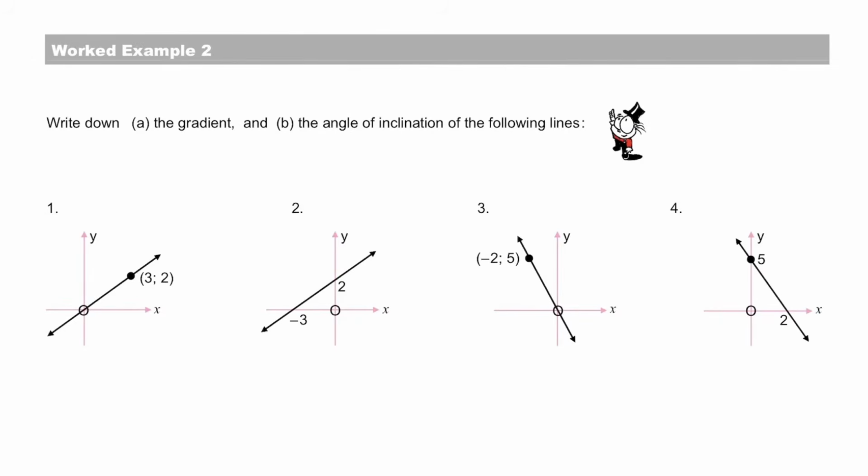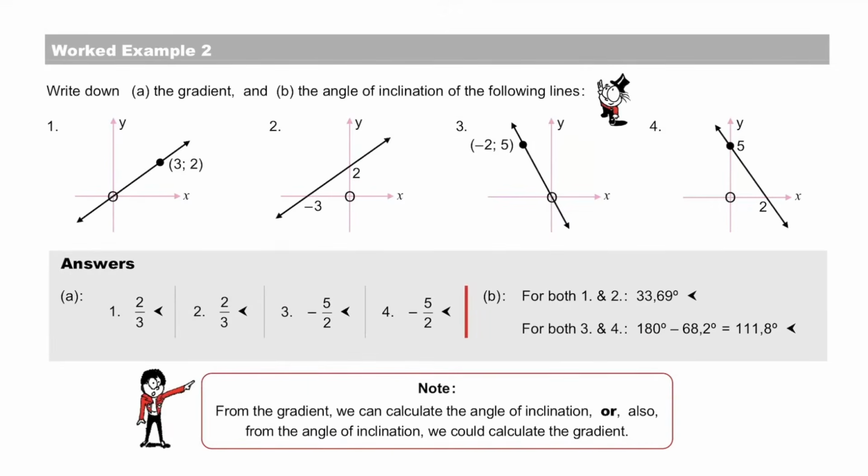Worked example 2. Given the graphs, write down the gradient and the angle of inclination of the following 4 lines. Pause while you observe these carefully. Pause while checking your answers and explain any similarities. Graph 1 and graph 2 have the same positive gradient and therefore the same acute angle of inclination. Graphs 3 and 4 have the same negative gradient, minus 5 over 2, and therefore the same obtuse angle of inclination.